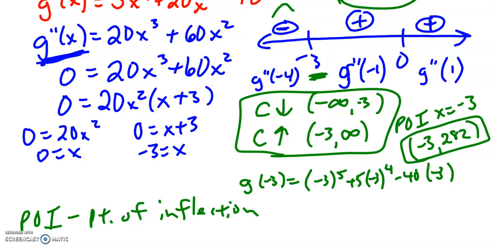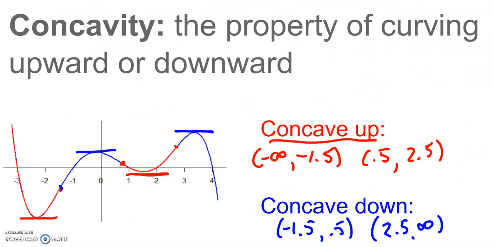Once you write this down, I will go back and show you exactly where that would be when we first started talking about concavity. So let me go back to our original graphic. This would be a point of inflection. This would be a point of inflection. That would be a point of inflection. Because again, it changes from concave up to down and vice versa.